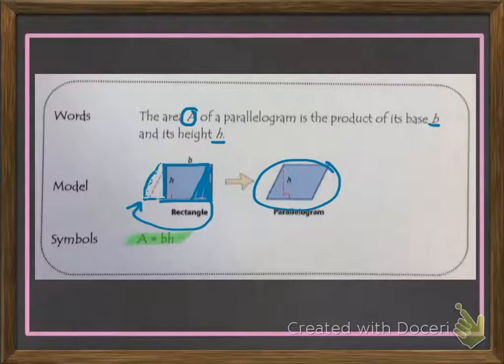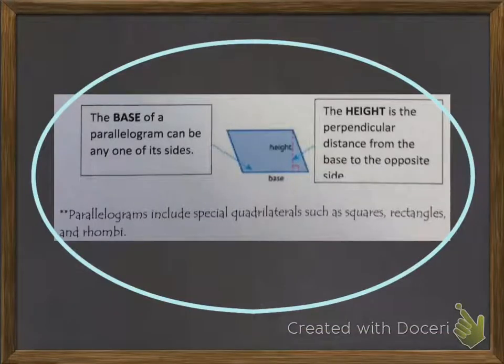Area is the space inside the figure, filling all the bottom layer up. So if we have the same triangle that we took out of our rectangle and just moved it, we're going to have the same area. The base of a parallelogram can be any one of its sides. By sides, it is meaning this right here, the long parallel side. And then our height is the height from each base, from the top all the way down to the bottom. It is perpendicular from the base to the opposite side, top to bottom.